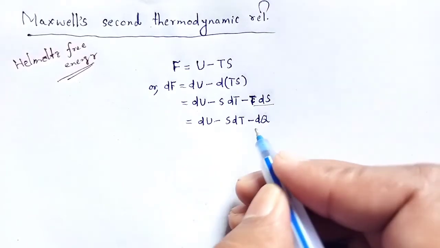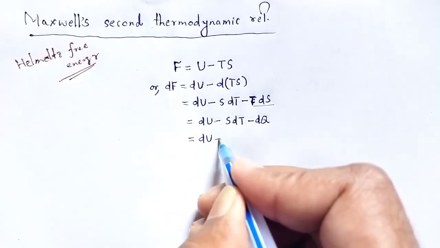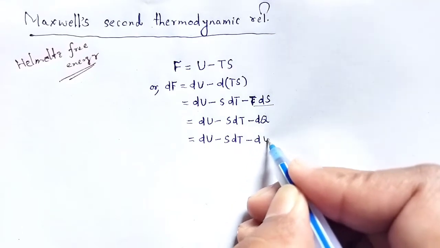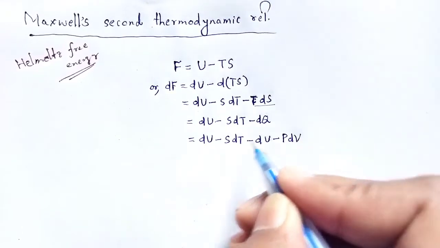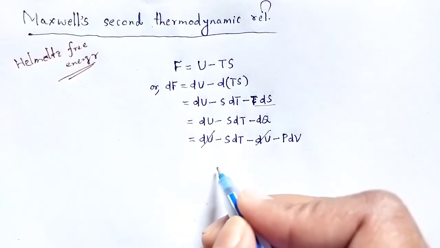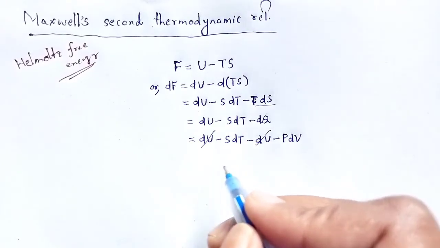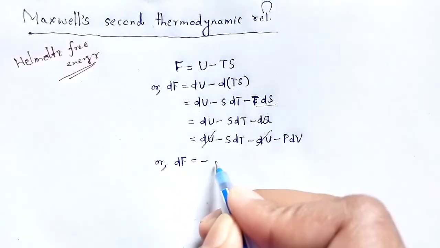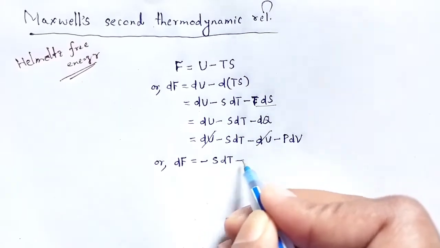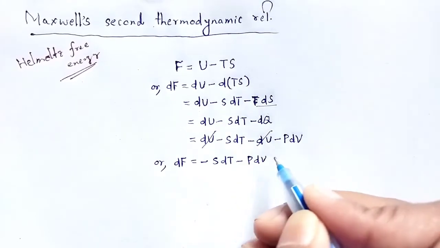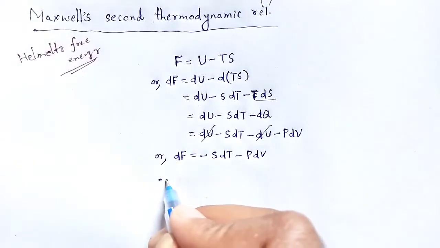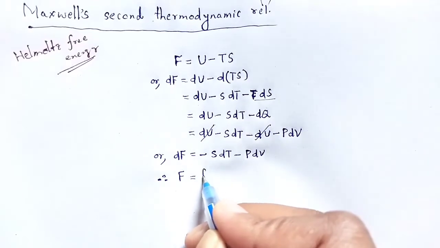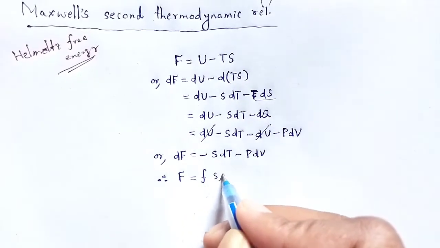Again, according to the first law of thermodynamics, dQ is equal to dU plus P dV. So dU and dU cancel out. We have dF is equal to minus S dT minus P dV. So here we can say the Helmholtz free energy is a function of temperature and volume, T and V.